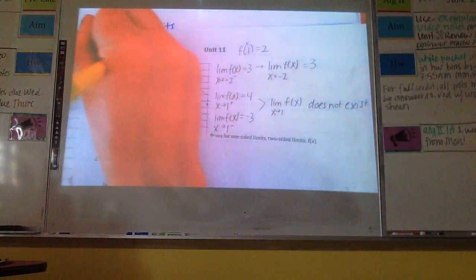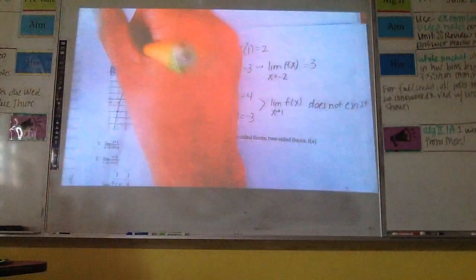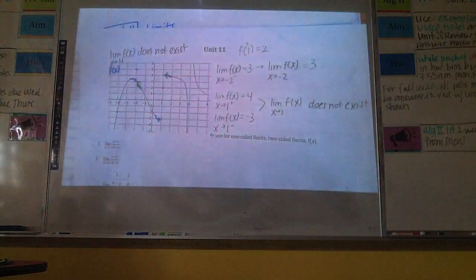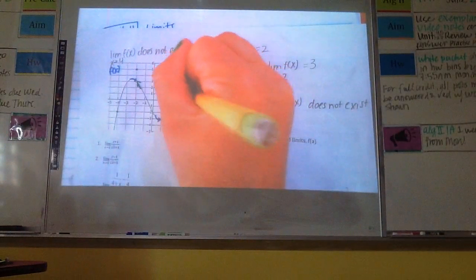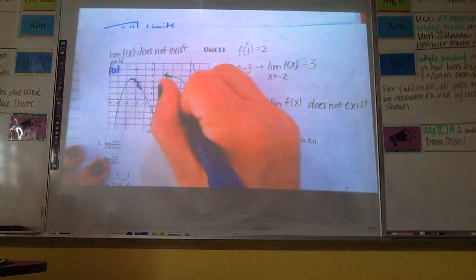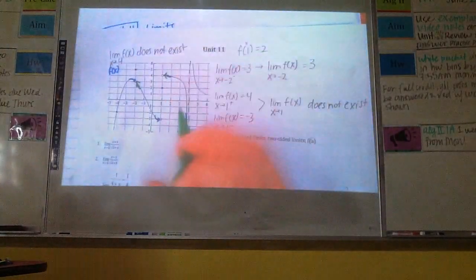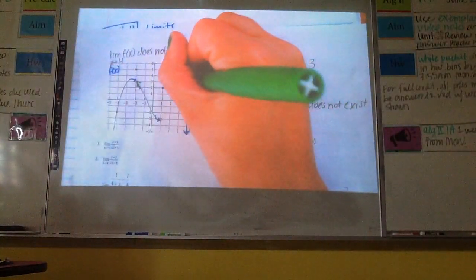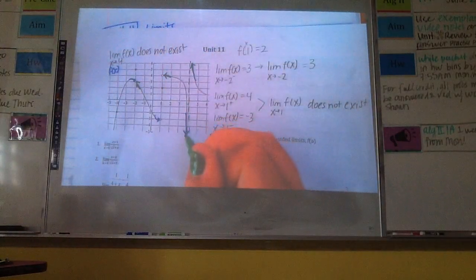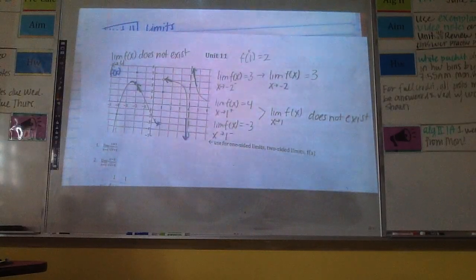The limit of the function as x approaches 4 does not exist because the function has a vertical asymptote at x equals 4. That is, the y value does not approach one single value as the x values get closer and closer to 4, either from the left-hand side or from the right. The y values continue going up, up, up, or down. Because they don't approach one single number, we say the limit does not exist.